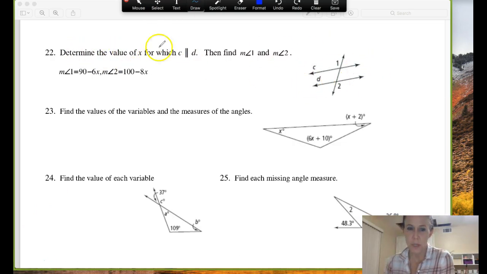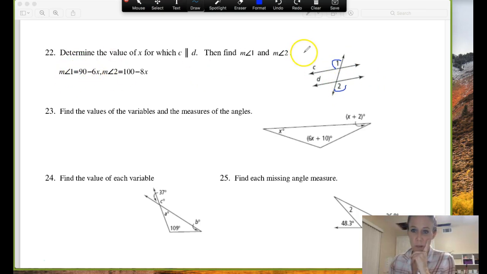C and D, we want those two to be parallel. So here's my two parallel lines. There's my transversal. I want to know the value of x for which C is parallel to D. So we need to then find angle 1 and angle 2. These are alternate exteriors. If C is going to be parallel to D, alternate exteriors, see they're on the outsides of these parallel lines and they're exterior, they're alternating this transversal. If those are going to be congruent, then these lines will be parallel. So I need those to be congruent.